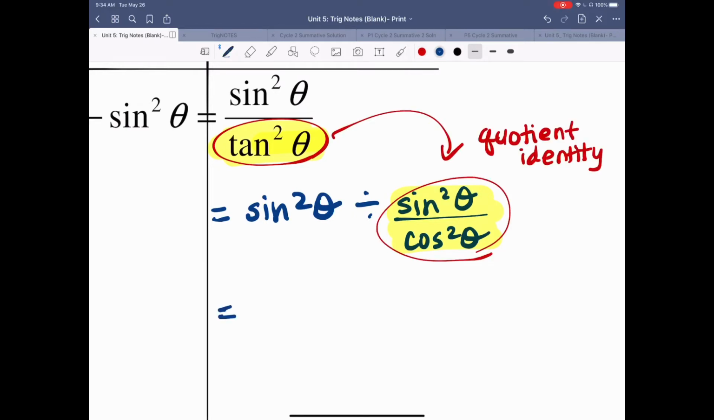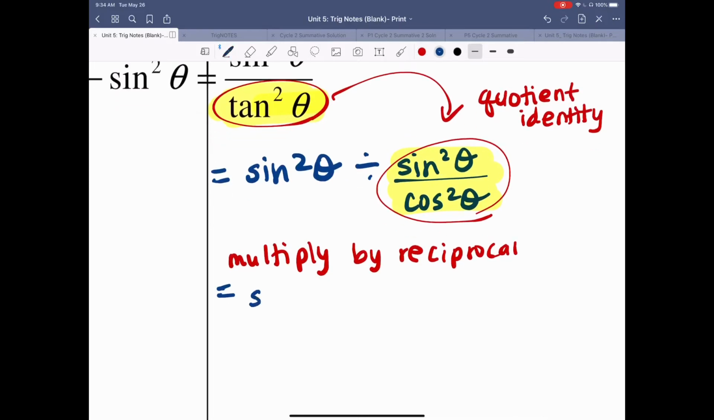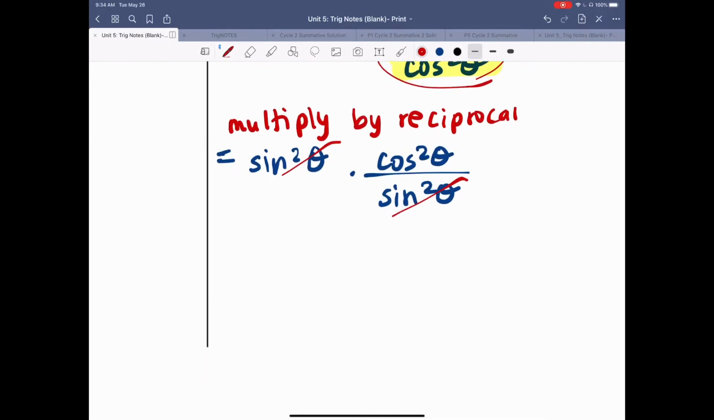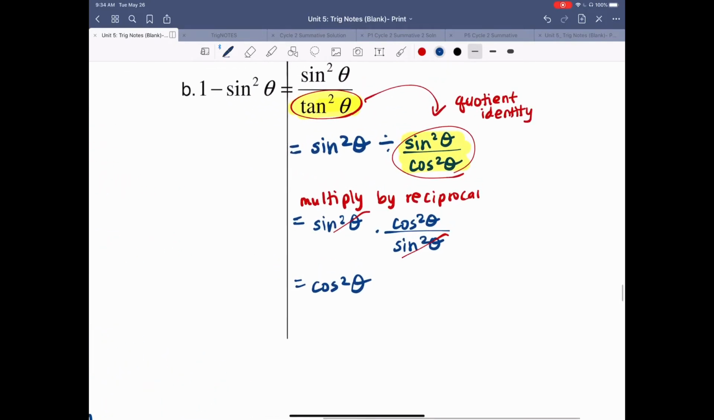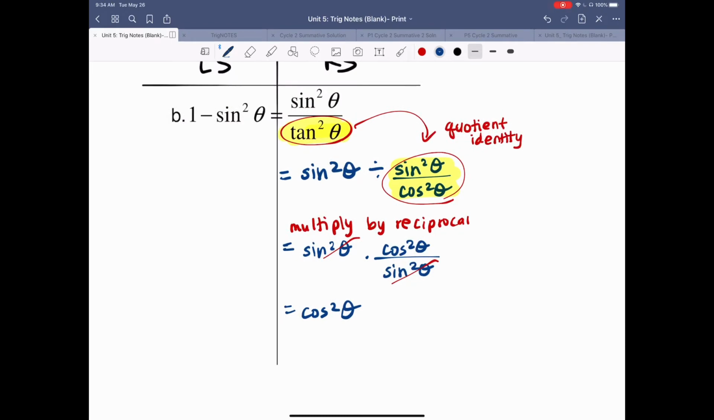Okay, as a next step, I want to get rid of my division sign, right? And I'm going to multiply by the reciprocal. And so I have sine squared theta times cos squared theta divided by sine squared theta. These parts are going to cancel out, and so you get cos squared theta. So in terms of my right side, that is as simple as I can get, right?